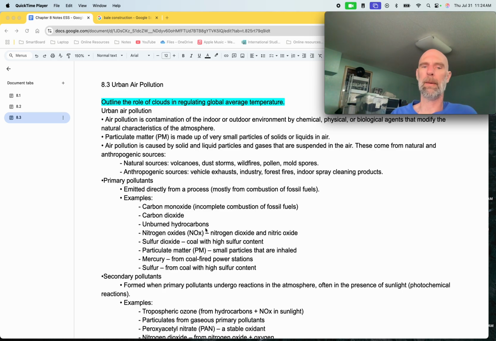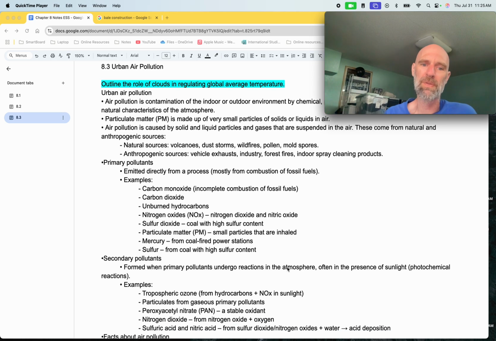Secondary pollutants are formed when the primary pollutants undergo reactions in the atmosphere. So basically, those primary pollutants combine with something else to make a secondary one, often in the presence of sunlight. Sunlight does damage quite a bit. You ever have something you left out in the sun and then the color changed on it? So sun does have an effect on different things, on reactions. Examples: tropospheric ozone from hydrocarbons and nitrous oxide in the sunlight.